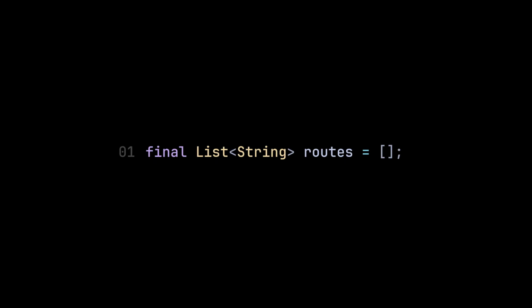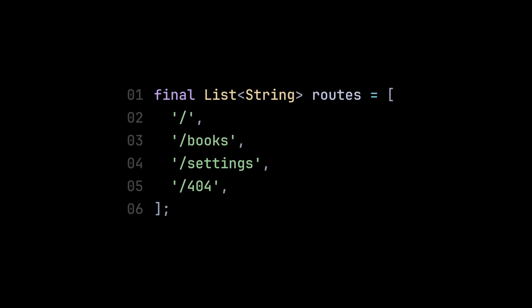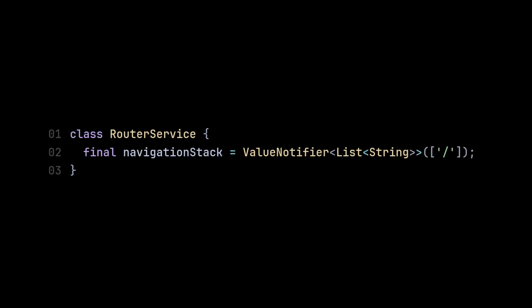For demo purposes, we will use strings, which will be the URLs, as our state object and source of truth. This will help keep things simple. First, we need to define all our valid routes and include a route that we send all unknown routes to, in this case a 404 route. Then, we need to maintain a state for the current navigation stack.